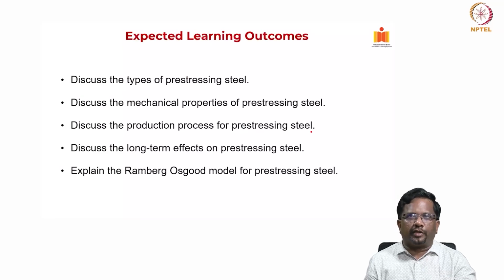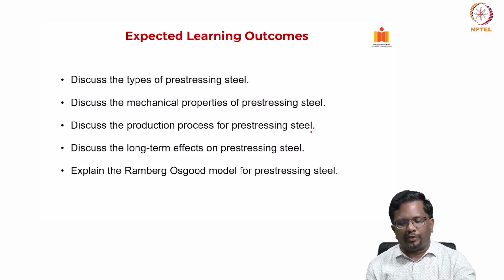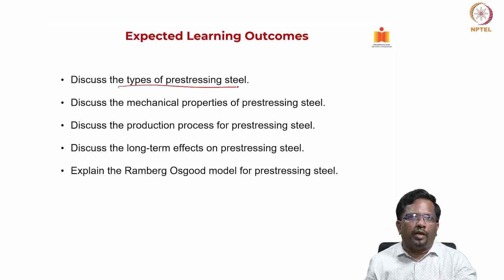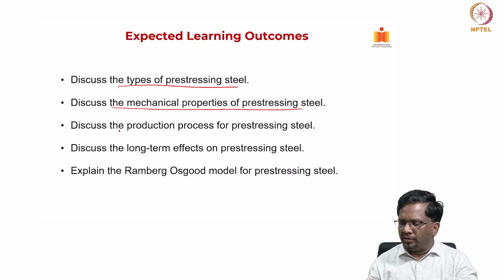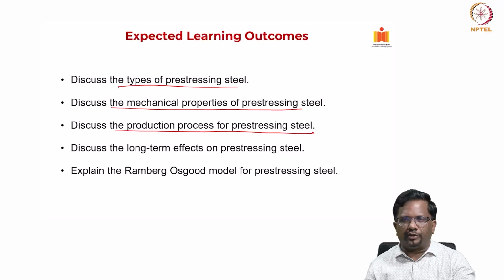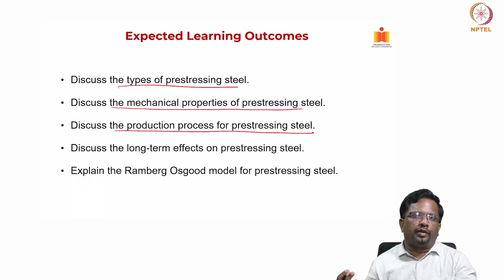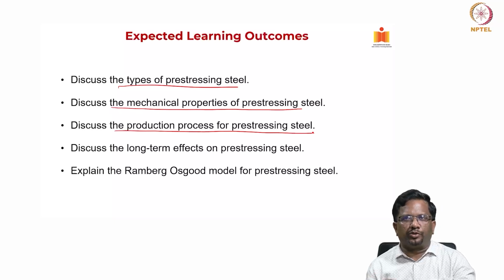So, the expected learning outcomes: the student should be able to discuss the various types of pre-stressing steel that are available, and should also be able to understand and describe the essential mechanical properties of pre-stressing steel, particularly the stress strain curve behavior, and discuss the production process of pre-stressing steel. Pre-stressing steels are produced in a different way that we will spend some time on, and the student should be able to discuss that after going through this video.